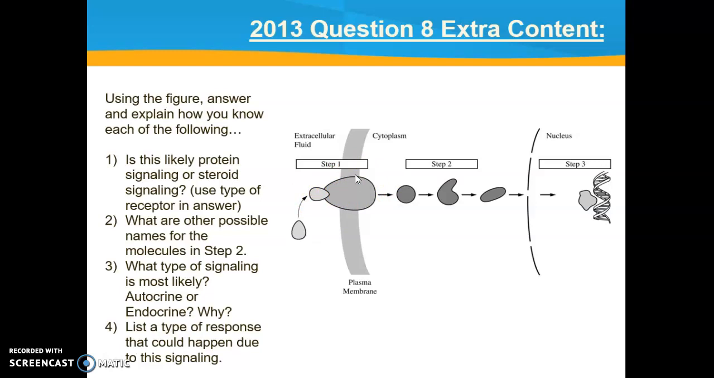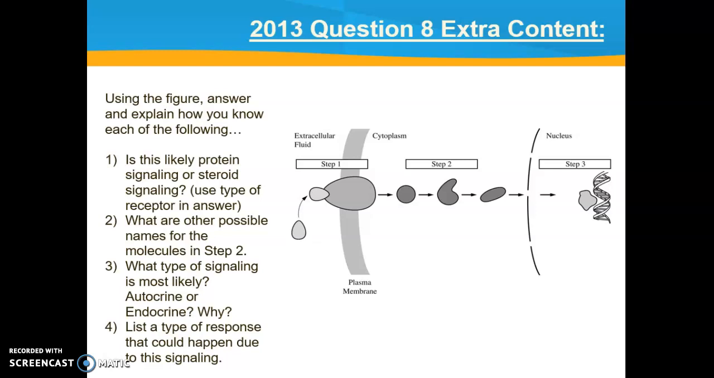So looking at our figure, where is this being received? Is it being received in the cytoplasm, or is it being received in the membrane? In this case, it's the membrane, so most likely this would be a protein ligand or a protein signal. Number 2, what are other possible names for the molecules in step 2? We looked at these being called kinases. We looked at these being second messengers like cyclic AMP, or cAMP. You could have mentioned any of those.